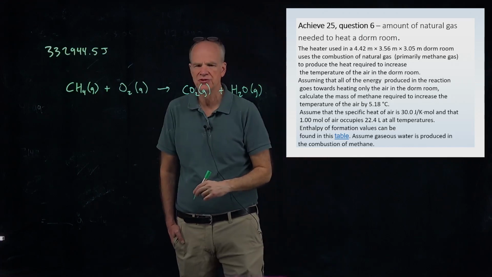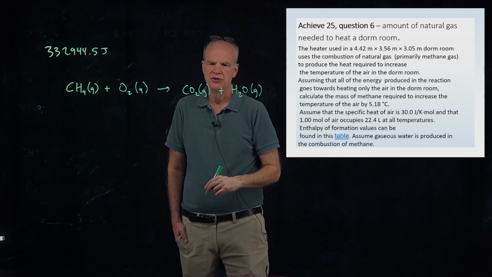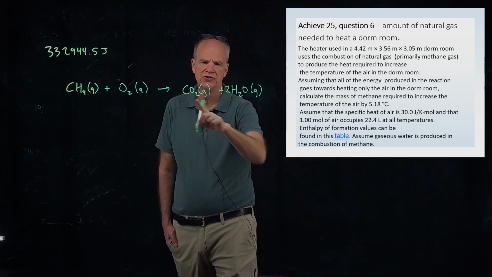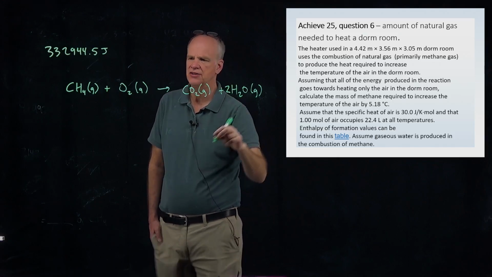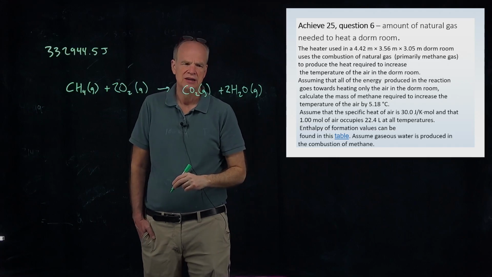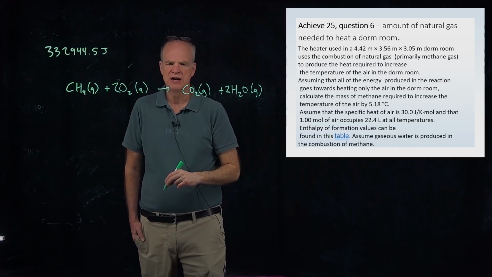So it looks like the carbons are balanced. And so what we have to do is balance oxygens. So I think I need to put a 2 there. So there are a total of 4 oxygens on the product side. And I need to put a 2 here. So there are 4 oxygens on the reactant side. And so it looks like this is a balanced equation.